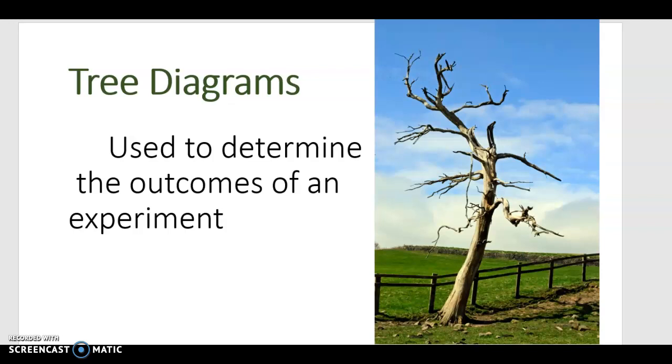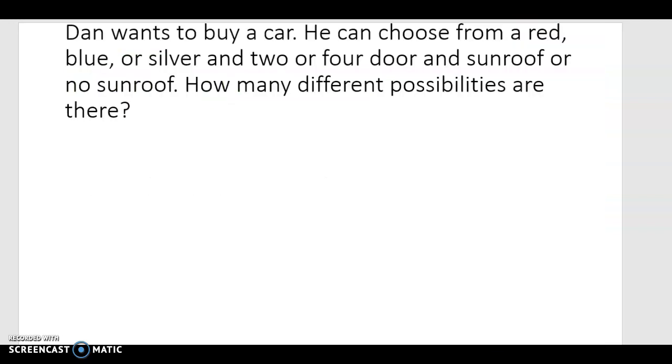We're creating this piece that has a bunch of branches that go off in different directions that will help us get a visual on the outcomes of a particular experiment. So let's jump right in and look at this. Dan, come on, Dan. He wants to buy a car. He can choose from red, blue, or silver, and 2 or 4 door, sunroof or no sunroof. How many different possibilities does Dan have?